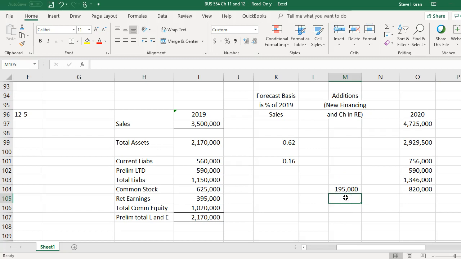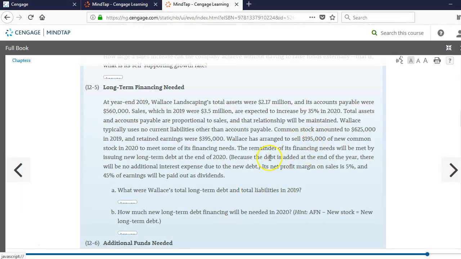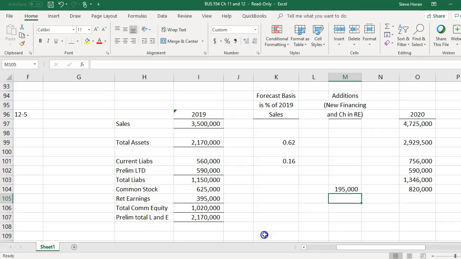They gave us some good information. They said that the profit margin would be 5%, and the payout ratio would be 45%. So basically the profit margin is 5% and 45% of earnings will be paid out. So 55% is kept, 45% is paid out. All we have to do is go back here and compute what will be the increase to retained earnings for the next year.